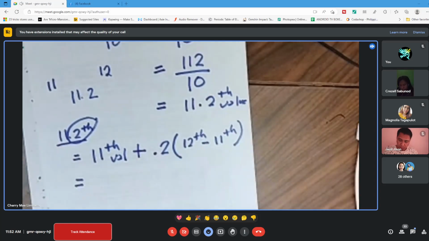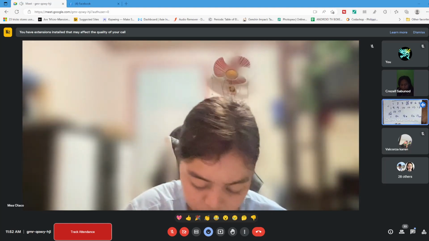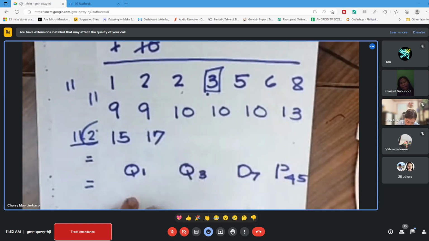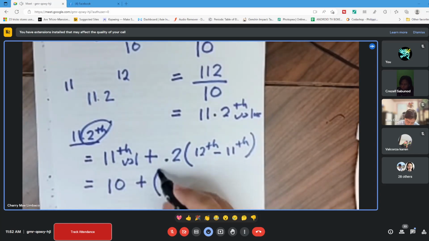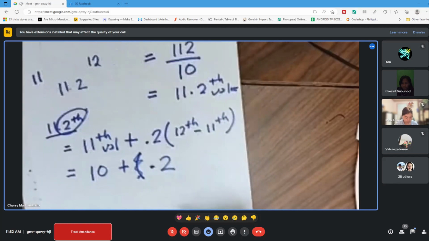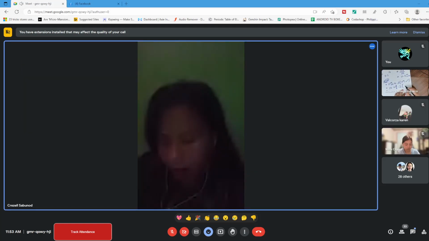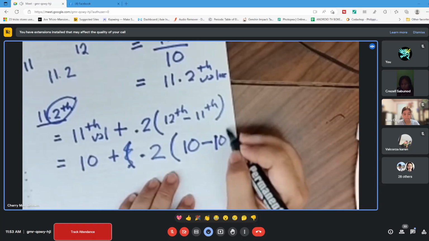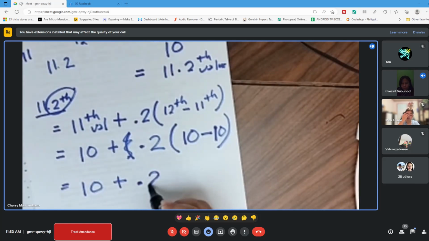So what is our 11th value? From this data, 10, Dok. Let's count. 1, 2, 3, 4, 5, 6, 7, 8, 9, 10. Okay. So 10 plus 0.2. What is the 12th value? 10. 10 minus the 11th value, 10 only. What is the 11th value? 10. So you have 10 plus 0.2.